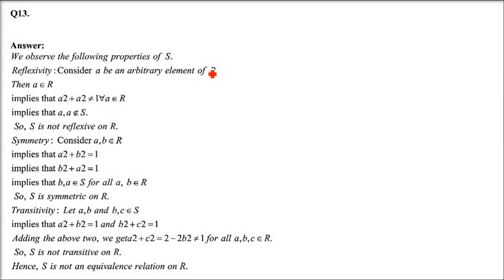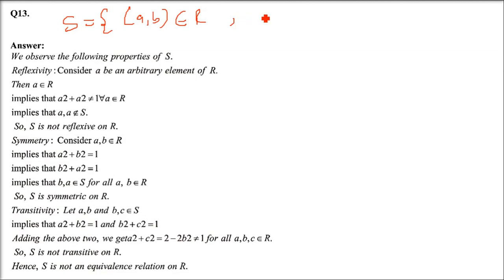Question number 13 here. Question number 13 is saying, let S be a relation on a set R of all real numbers defined by S equals A comma B belonging to R cross R, where A square plus B square equals 1. In all the questions from 1 to 12, we have proved it to be an equivalence relation. But here in the 13th question, we have to prove that it is not an equivalence relation.